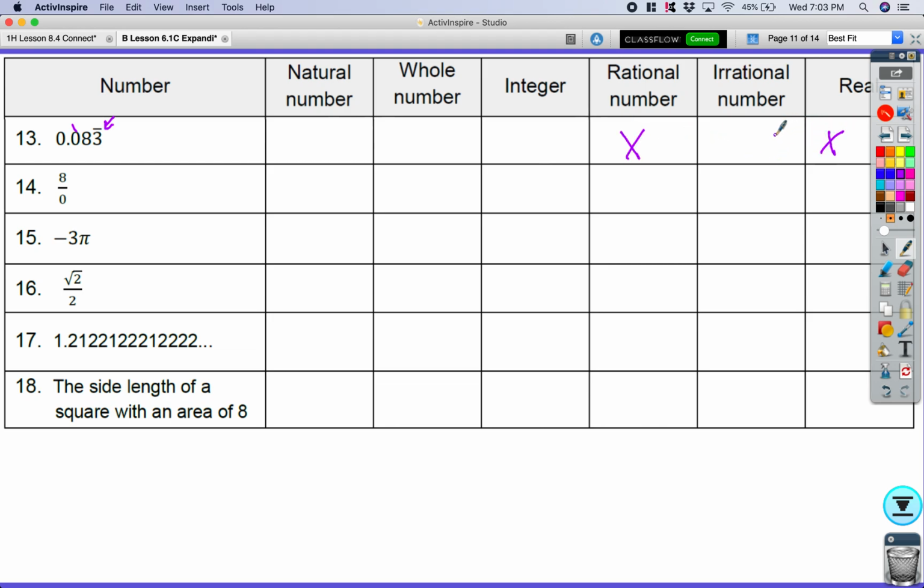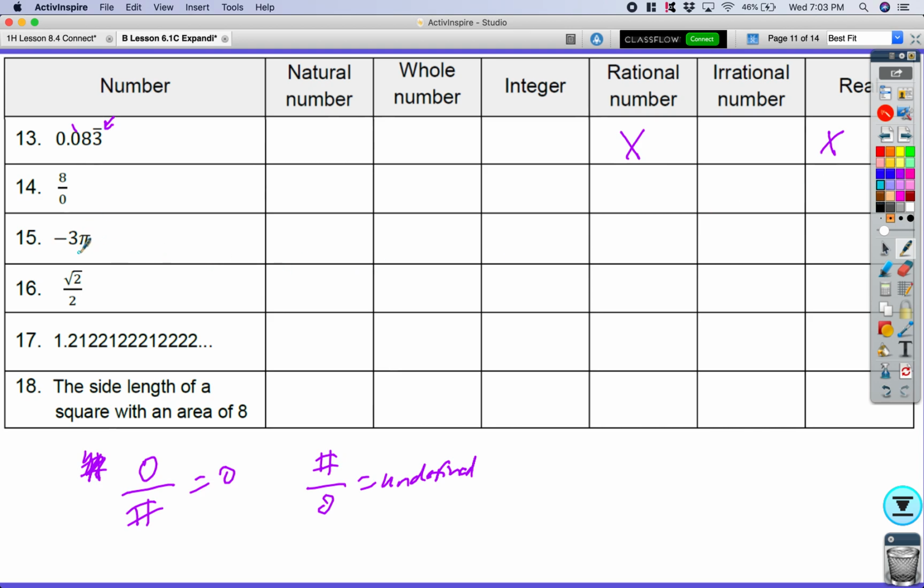Okay, so now let's go ahead and look at this next one. This is saying 8 divided by nothing, 8 divided by 0. Remember with fractions, let's take a step back. If you have 0 divided by any number, your answer is 0. If you have a number divided by 0, that is undefined, which means it's not possible. So this would be none of them as well. We would leave it blank, okay?